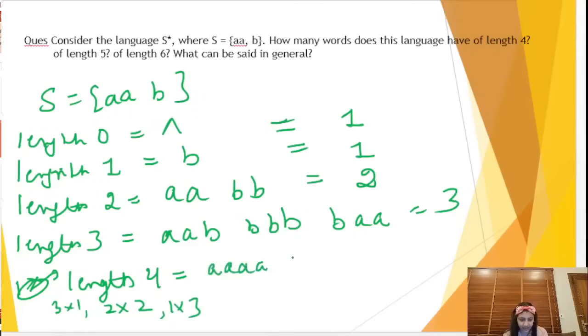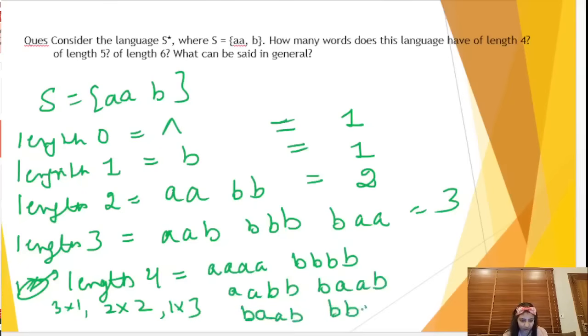AAAA, length 2 concatenated with itself, then length 3 concatenated with length 1, which will form AABB. BBB is already a part, so we won't include it. And 1 concatenated with 3, so we will have BAAB. BB is already a part. Then BBAA. So how many strings do we have in total of length 4? These two are similar only, so it will be counted once only. So we have 5 strings of length 4.